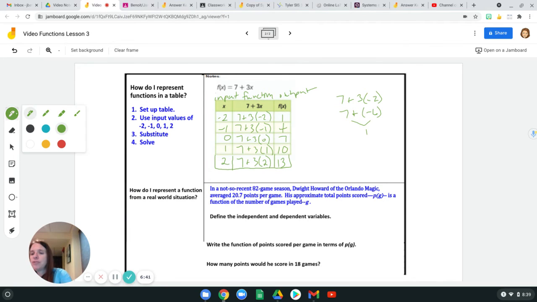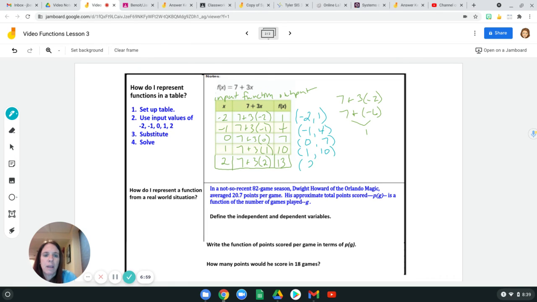Now what you've essentially got for yourself is 5 ordered pairs. Input, output. Input, output. That's also our y-intercept. Input, output. So that's how you would use a table to represent your function and then get those ordered pairs from that table.